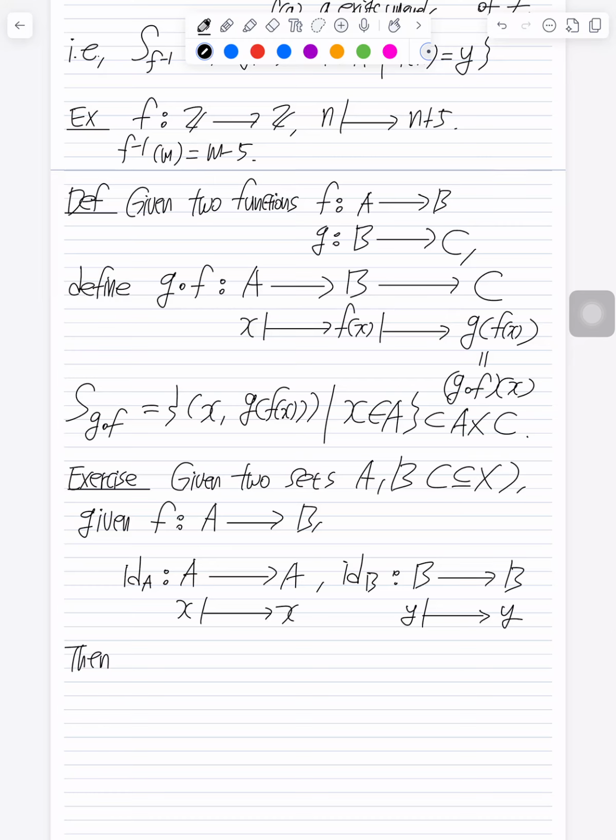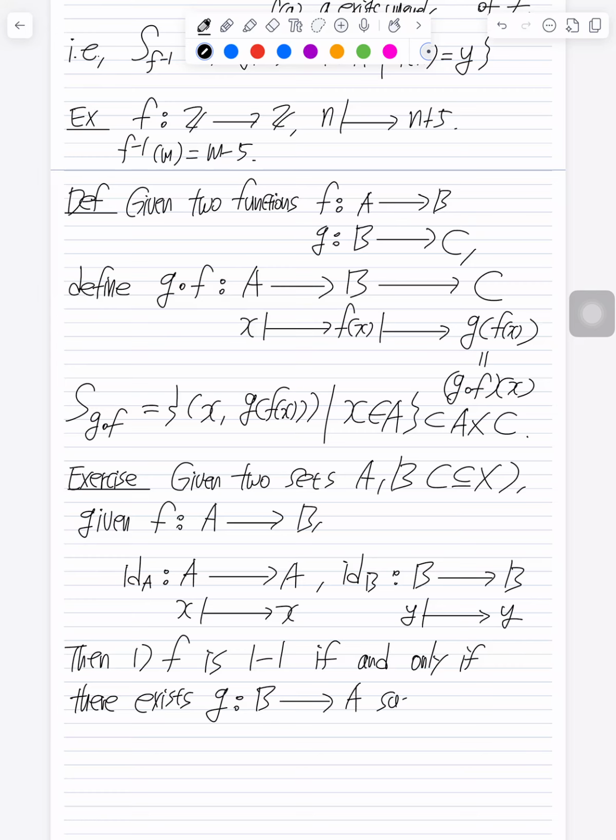One of the benefits of using this decomposition is that we can now describe injectivity in terms of composition. f is one to one if and only if there exists one function g from B to A such that g composed with f is the identity function with respect to A.